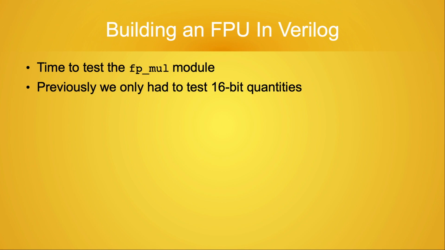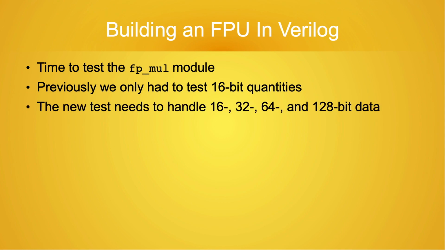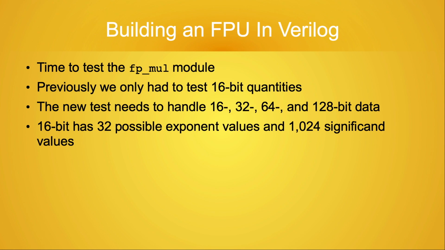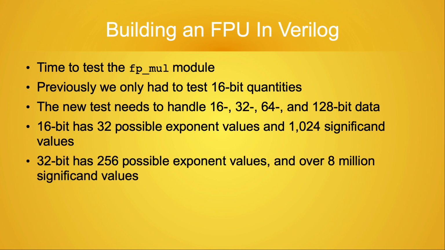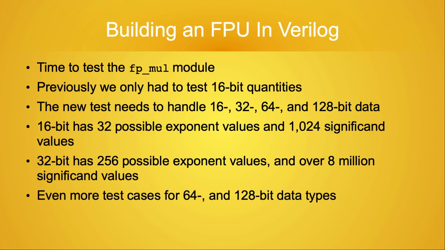The new test code needs to be a lot more flexible. We need to be able to test input values which are 16, 32, 64, and 128 bits wide. When testing 16-bit floating point values, there are 32 possible exponent values and 1024 possible significand values. When we want to test 32-bit floating point values, we will need to be able to generate test cases for 256 different exponent values and over 8 million different significand values. The problem gets even bigger for the 64 and 128-bit data types.